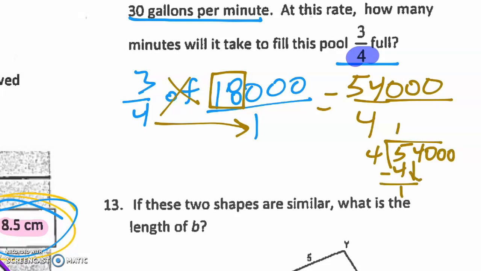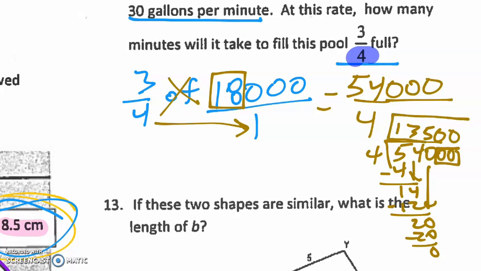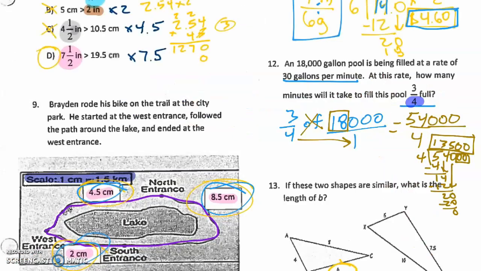Subtract 1, bring that 4 down. 4 goes into 14, 3 times? 3, end up with 12. Subtract 2. 0, 4 goes into 20, 5, end up with nothing left over. But we still have these 2 zeros that we have to divide into. So 4 goes into 0, 0, and 4 goes into 0, 0. So 3/4 of that pool is 13,500 gallons. We are not done.